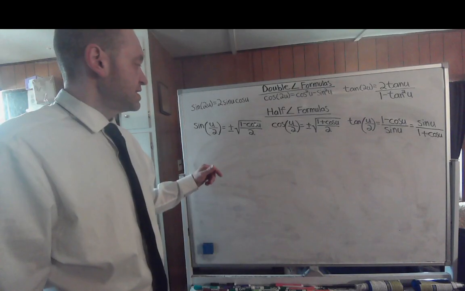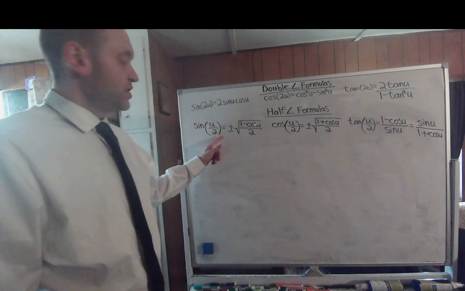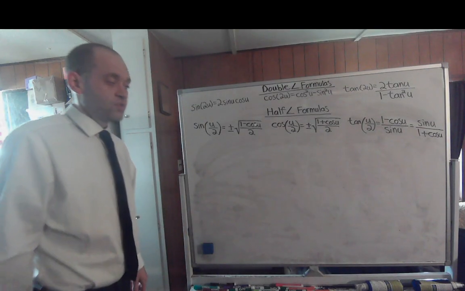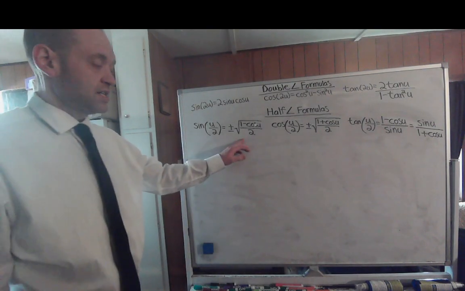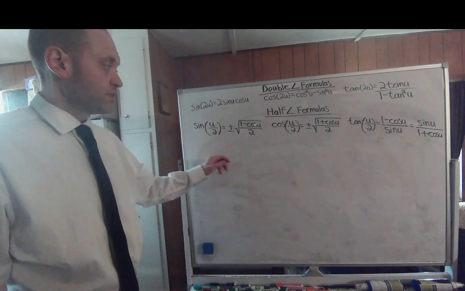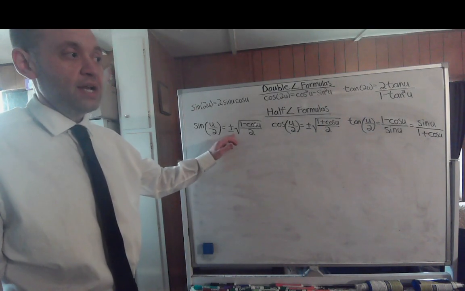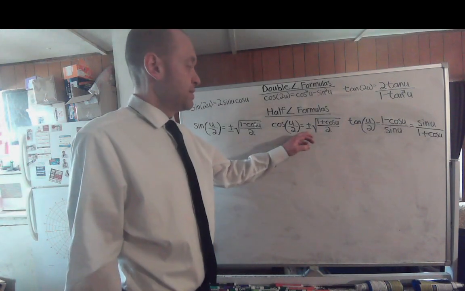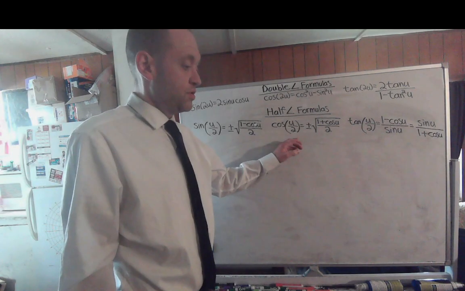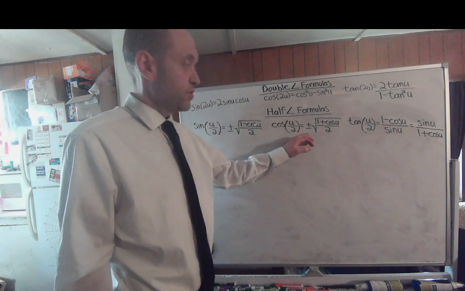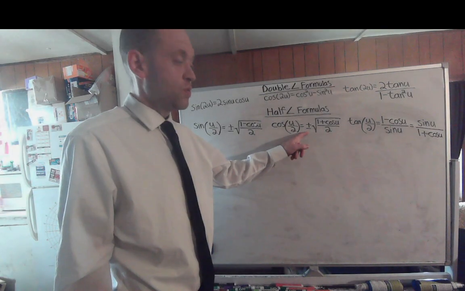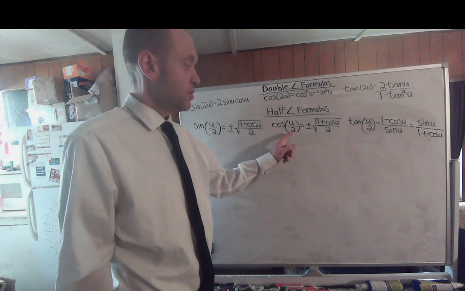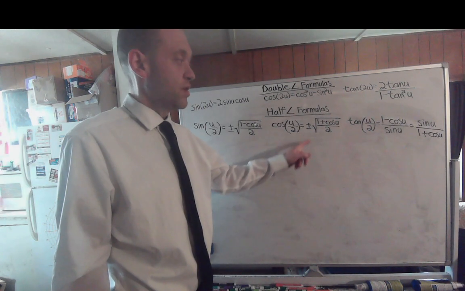So for the sine, if the u over 2 lies in either the first or the second quadrant, you'll take the positive square root. And if it's in the third or fourth, you would take the negative square root, get a negative value for the sine. And then your cosine, if the u over 2 is in the first or fourth quadrant, you would take the positive square root. If it's in the second or third quadrant, you would take the negative square root.